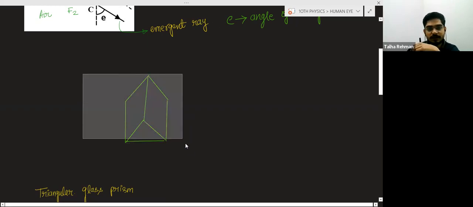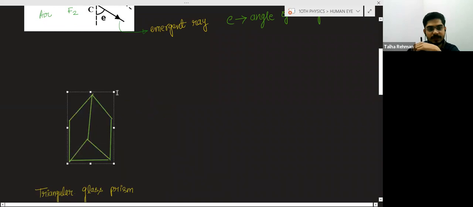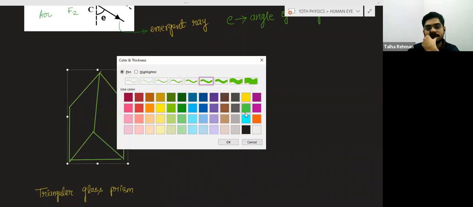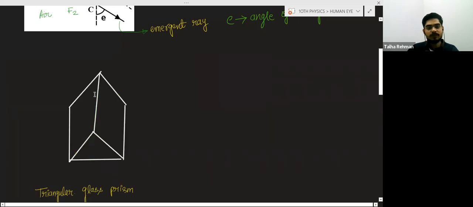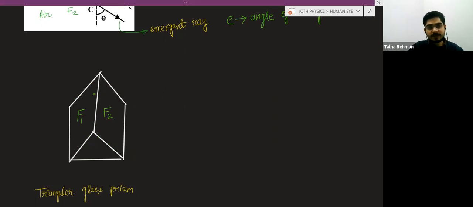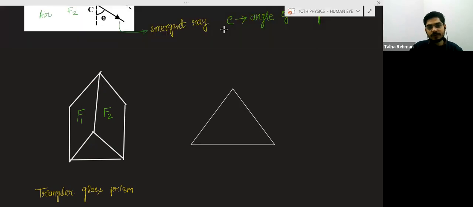So you can say this thing is a glass prism. This is basically a glass prism, and this is face 1 and this is face 2. These are the opposite faces. And how will this glass prism be represented in diagrams, or when you draw in your copy, you will just show like this. This is basically the representation.